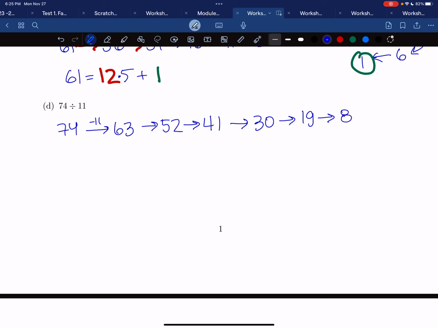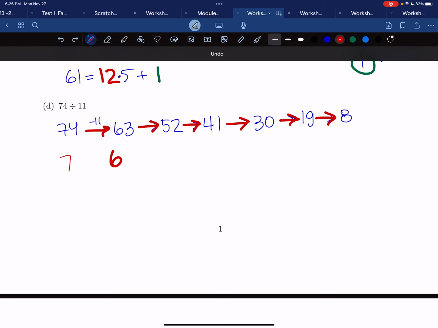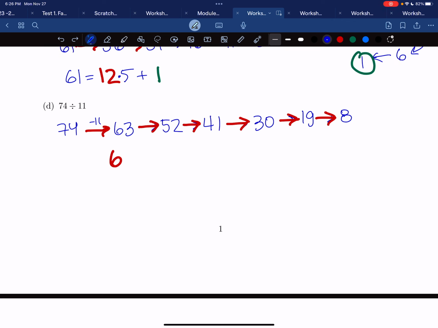So this time we can see that that was 1, 2, 3, 4, 5, 6. So that's 6 times we subtracted 11. So 74 is equal to 6 times 11 plus, and this is where we get that last bit remaining, plus 8.